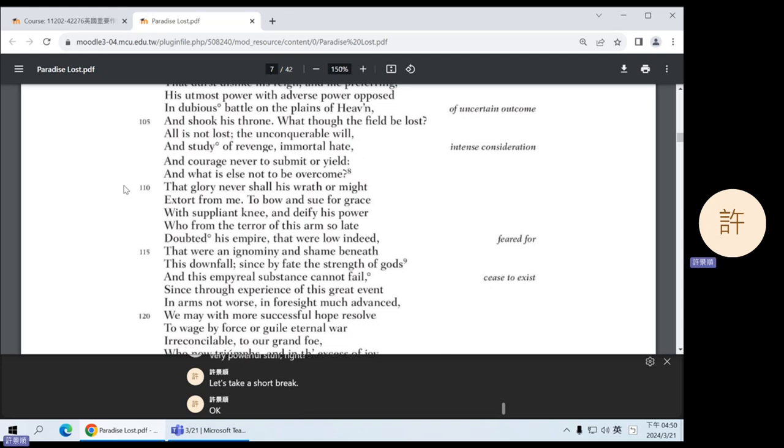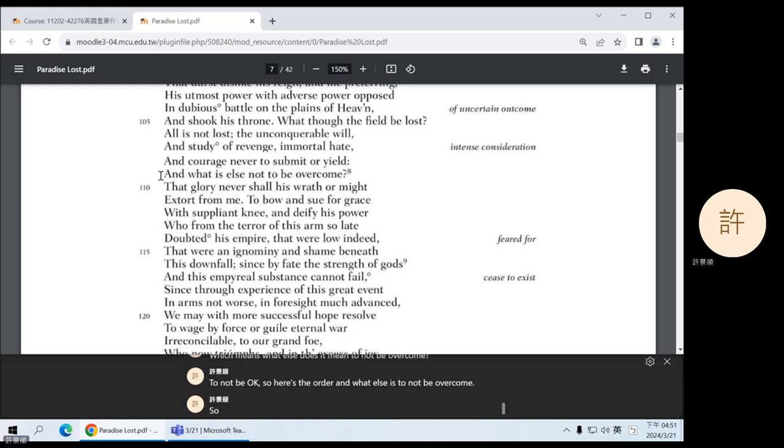Okay, line 110. No, 109. And what else is there to not be overcome? Which means, what else does it mean to not be overcome? So here's the order. And what else is to not be overcome?